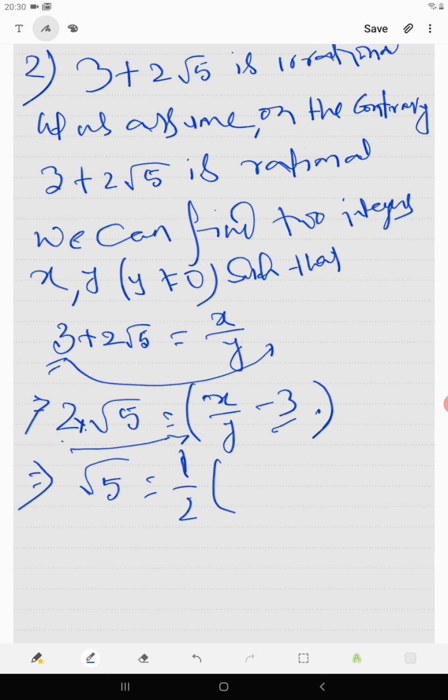Similarly, this is multiplied over here, so this becomes division on the right hand side. So root 5 equals half into x by y minus 3. If nothing is there, that means into. So half into x by y minus 3. Now this was rational because I told you if you are adding or subtracting, it will be rational. Now this whole thing is rational.